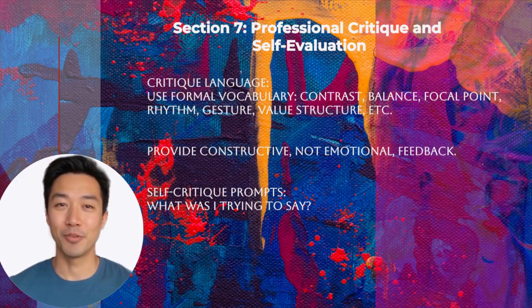Section 7. Professional critique and self-evaluation. Critique language. Use formal vocabulary: contrast, balance, focal point, rhythm, gesture, value structure, etc. Provide constructive, not emotional, feedback.